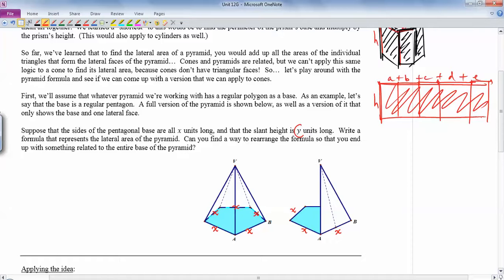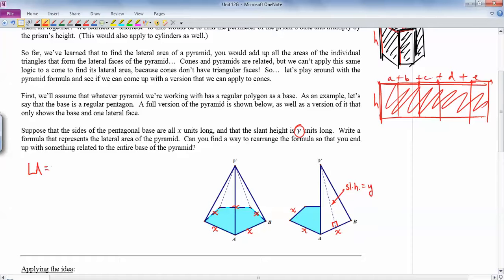And then it says the slant height is y units long. So the slant height, remember, it's not that, right? That's the edge of one of the, that's a lateral edge. The slant height is the height of one of these slanted faces. So this is the slant height, which is y. So it says, write a formula that represents the lateral area of this pyramid.